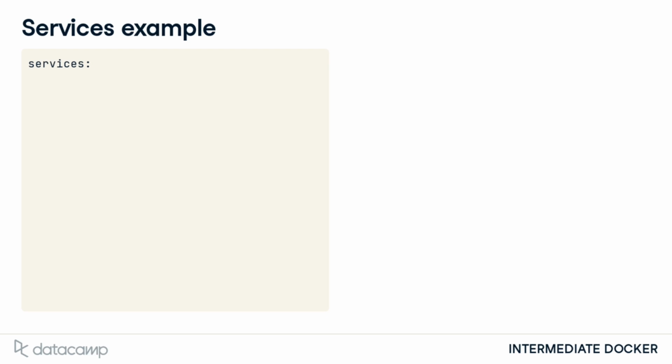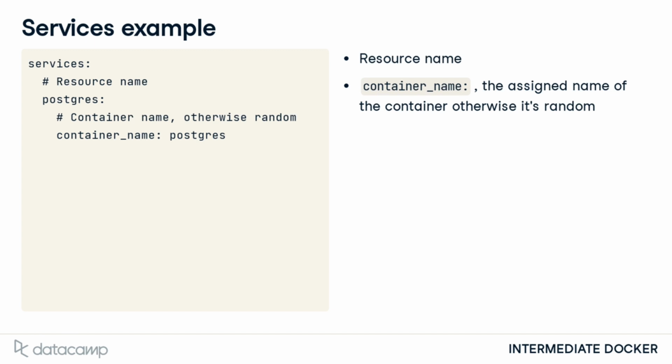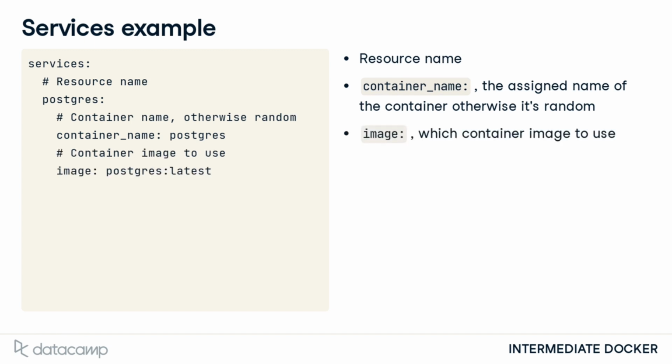We first have our services section defined, followed by the resource name at the first level of indentation. In this case, we have a resource named Postgres. For the Postgres resource, we use a container_name option, which assigns a name to the container. Otherwise, the name is randomly generated, which can make troubleshooting more difficult. After that, we use the image option to specify which container image to use.